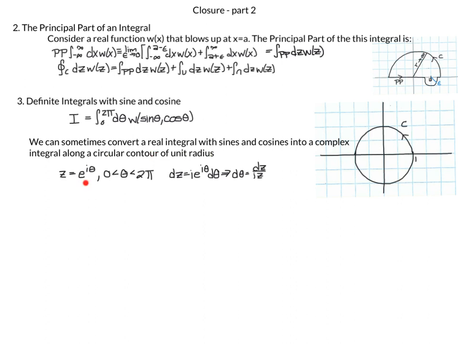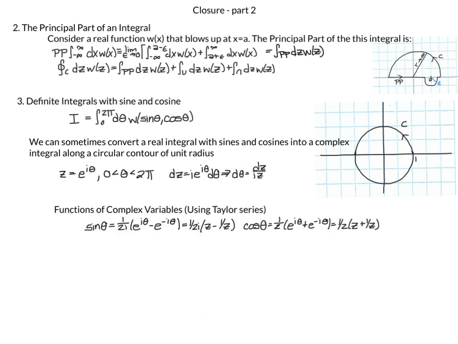So z equals e to the i theta, where theta goes between 0 and 2 pi because we want the unit circle, the entire circle, and then dz will equal i e to the i theta d theta, which means d theta is equal to dz over iz. Now I want to convert my sines and cosines into exponential form and then into complex numbers.